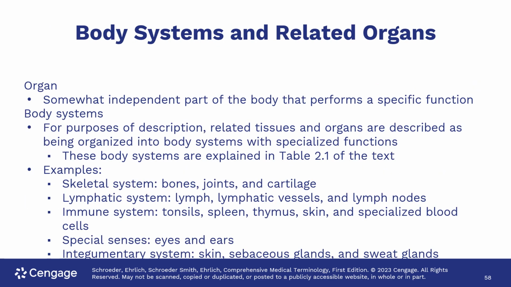Organs are a collection of tissue cells that perform a specific function. A collection of organs that perform a specific function is a system. There's a list of body systems here, also in Table 2.1 of your e-text.